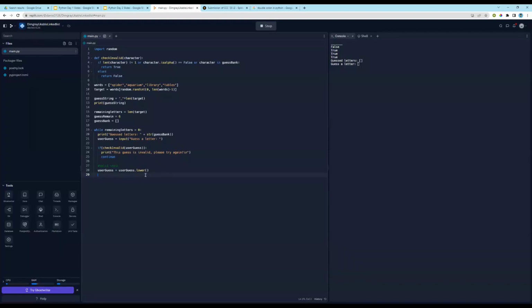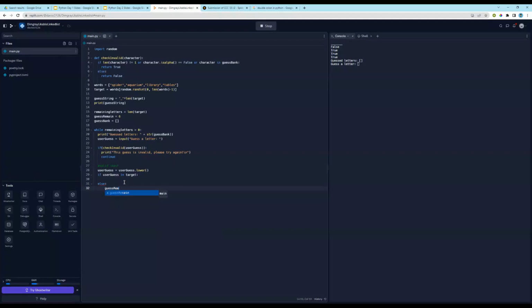Basically you have to check whether or not that letter is inside that word. So if the user guess is inside our targeted word, that means that we have successfully guessed a letter, right? So we'll do something over here, but if it's not inside our targeted word, it should be indented like this. So first of all, let's do the part where it's not in the targeted word.